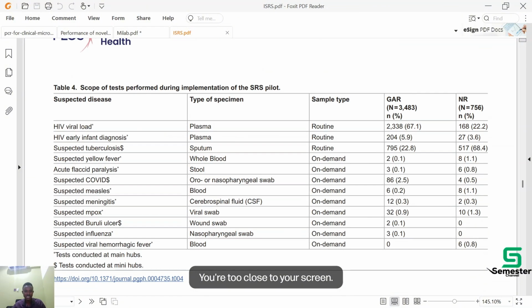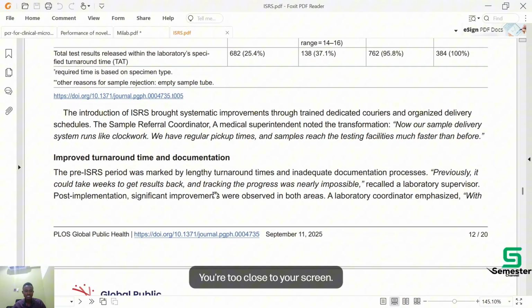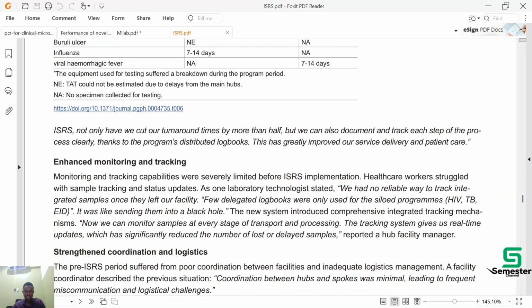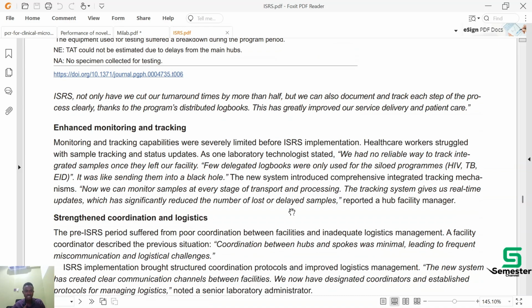Let me go on to another example. So another example is a theme where we say we have improved turnaround time and documentation. What is giving us this evidence? It says that previously it could take weeks to get results back, and tracking the progress was nearly impossible. And we said that this was something a lab supervisor recalled. Let me give you a last one, so that we had a lot of them, right? Let me give you just the last one.